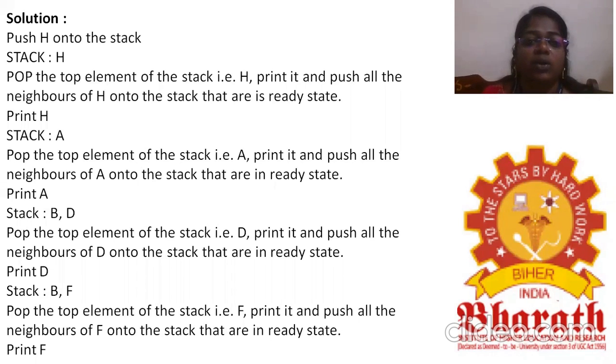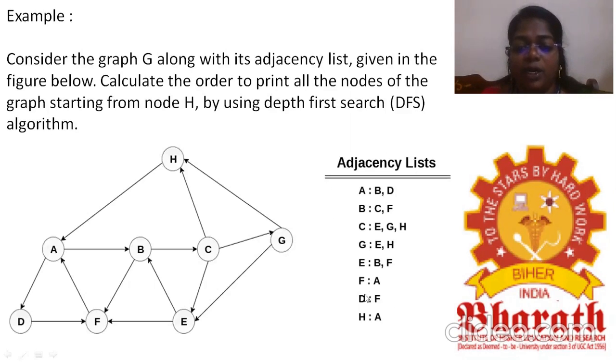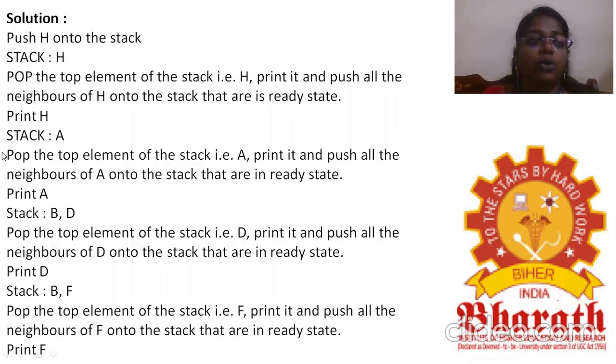Then what we have to do? We have to check for the neighbor nodes of H. What is the neighbor node of H? Here we are having the adjacency list. So now the neighbor node of H is A. So we have to push A inside the stack. Now the element A will be at the top of the stack. So again, we have to pop the element A and we have to print it.